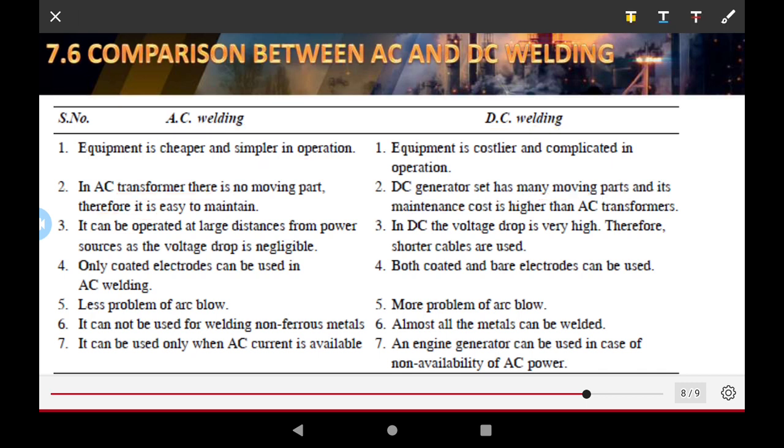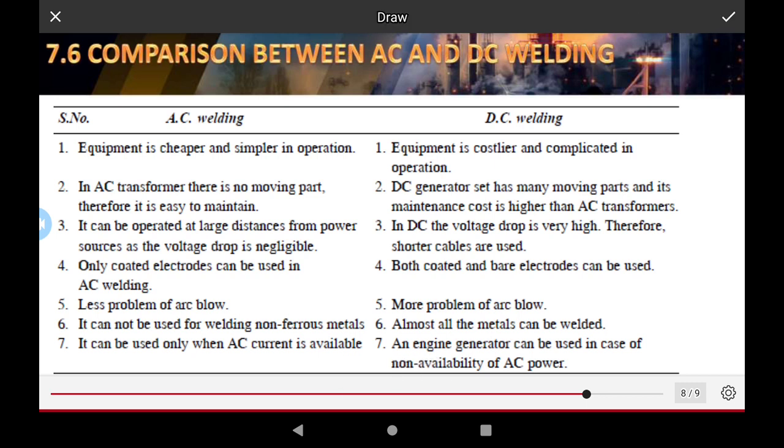and its maintenance cost is higher than the AC transformer. DC can be operated over a large distance from the power source, and the voltage drop is neglected. DC power is also very complicated and very dangerous. In AC, the voltage drop is very high, so a short cable is used, and the cable is used only over a short distance of work.